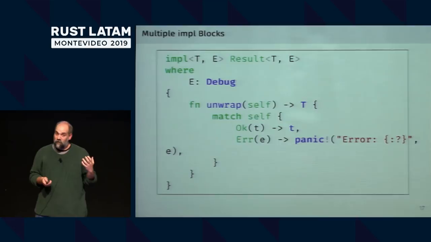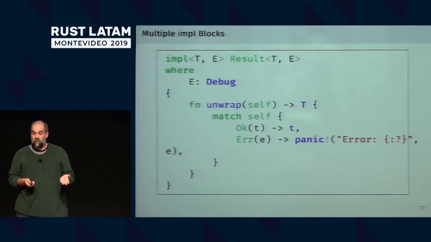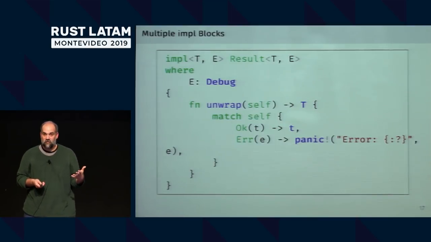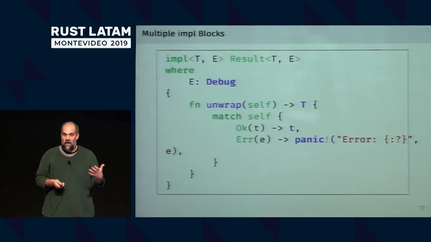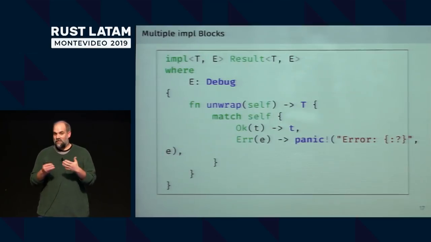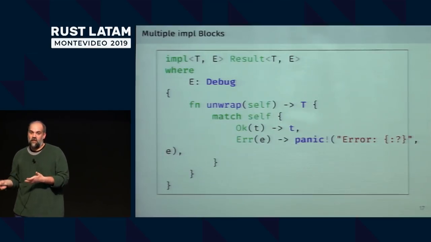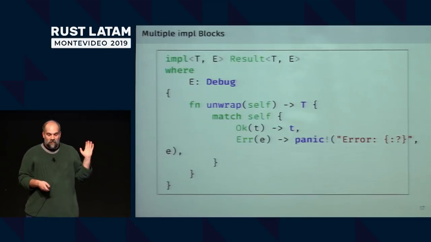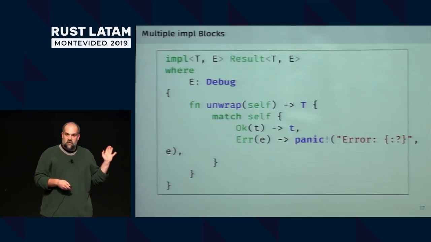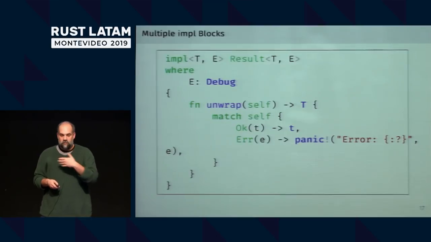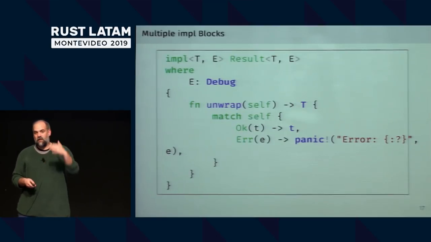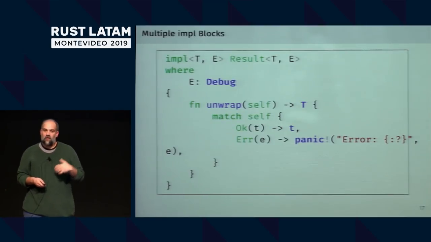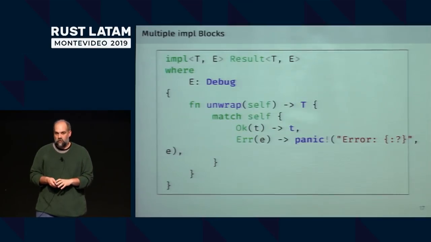But if I want to call unwrap, for example, if I have a Result and call unwrap, I'm going to have a panic message that includes the debug representation of my error. And there, I have an implementation that says impl<T, E> Result<T, E> where E: Debug, and then there's a couple of functions that rely on the error actually being debuggable.